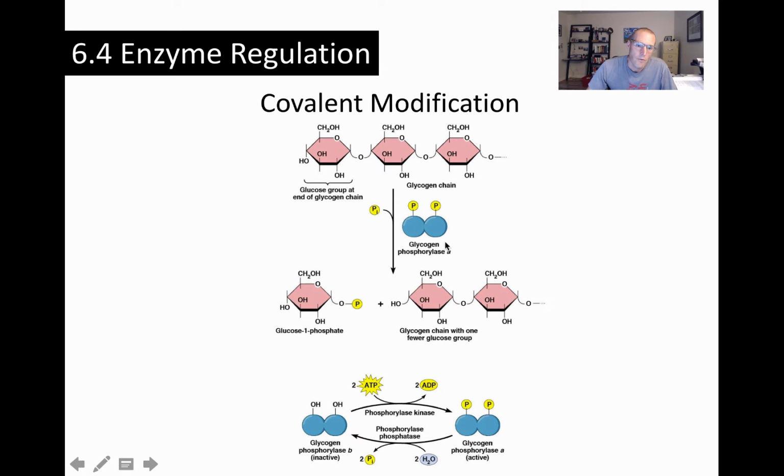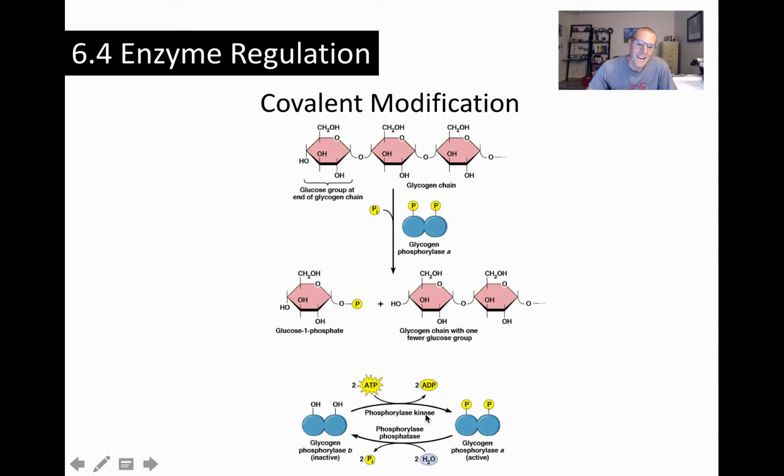Now when glycogen phosphorylase is phosphorylated by a particular kinase called phosphorylase kinase, what glycogen phosphorylase A does is break down glycogen to give us glucose 1-phosphate, which can be fed into glycolysis to drive cellular respiration. We can convert the inactive form of glycogen phosphorylase, the B form of the enzyme, to the active form, the A form, by using phosphorylase kinase.